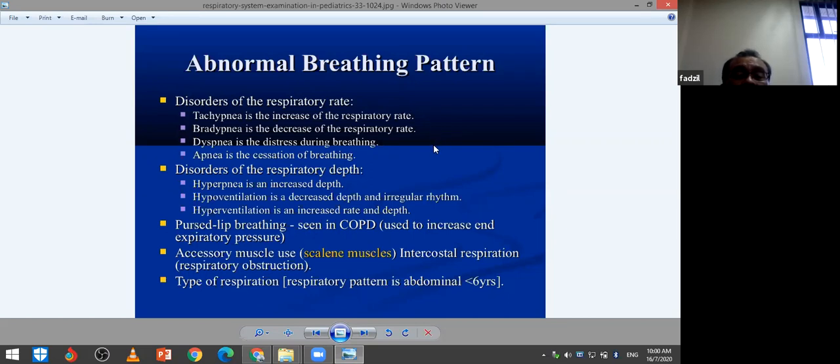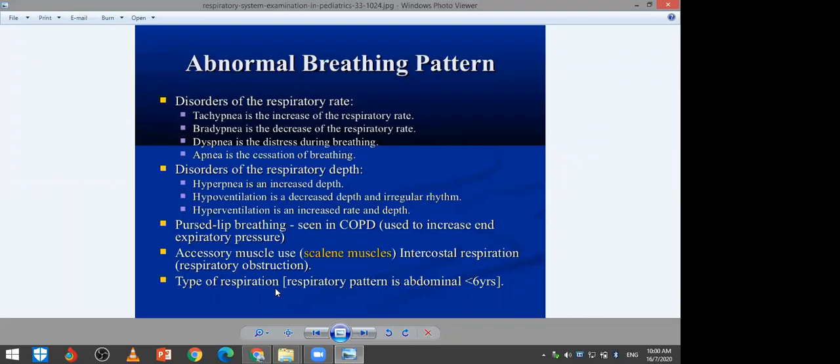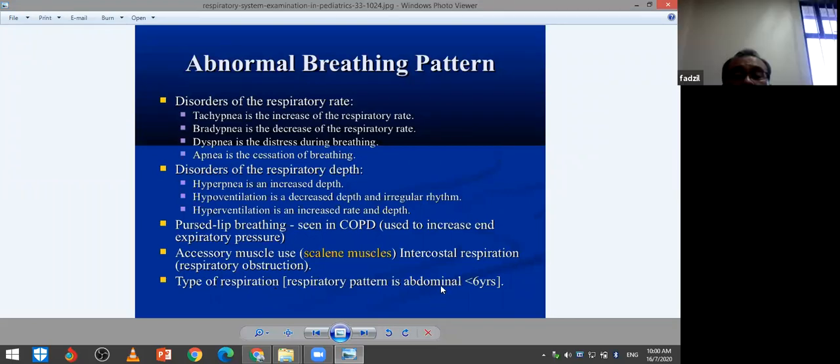Respiratory rate. Firstly, accessory muscle use, which you can see mostly in children and adults. And type of respiration: in children less than 6 years, the respiration pattern is mainly abdominal. In adults, after 6 years, it is thoracic. But if you notice that a 12 year old is using an abdominal pattern, something is not right, especially in a patient with a muscular disorder, meaning they are breathing using the abdominal muscles. But less than 6 years, it is still acceptable.